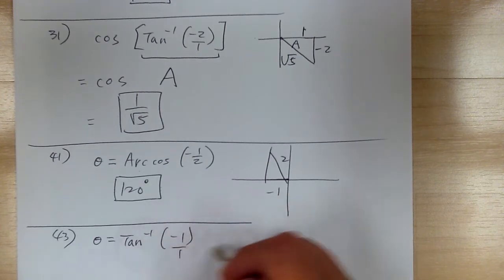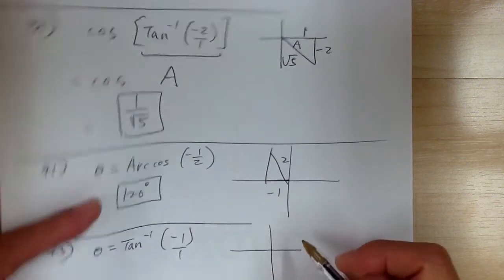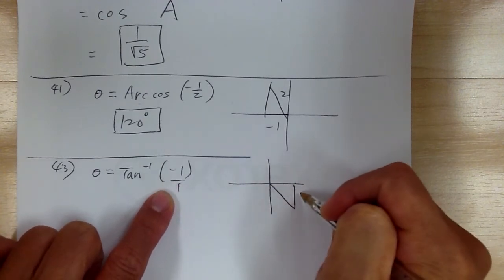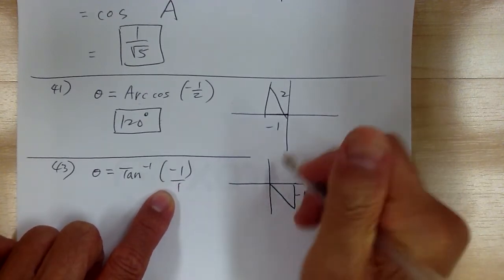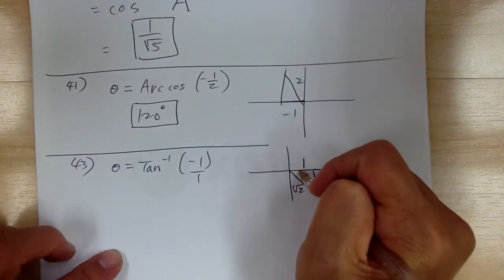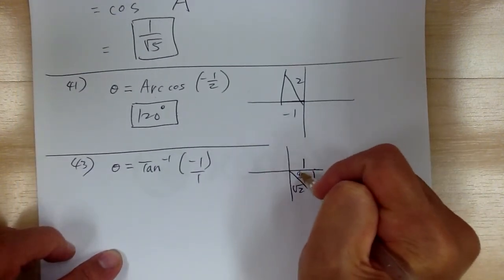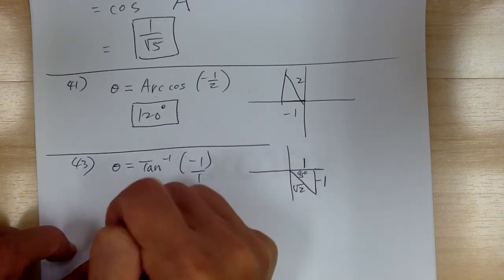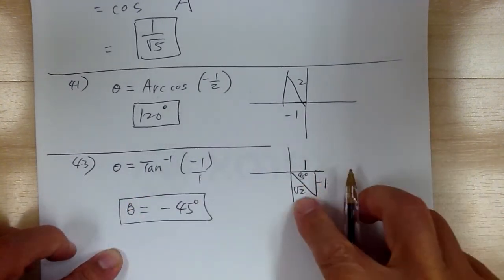So you can put it as negative 1 over 1. So inverse tangent of a negative is in this quadrant over here. So it would be negative 1 sine over cosine, so the hypotenuse would be square root of 2. So you know that it's going to be 45 degrees, right, over here. So your theta is going to be equal to negative 45 degrees, right, because it's going this way.